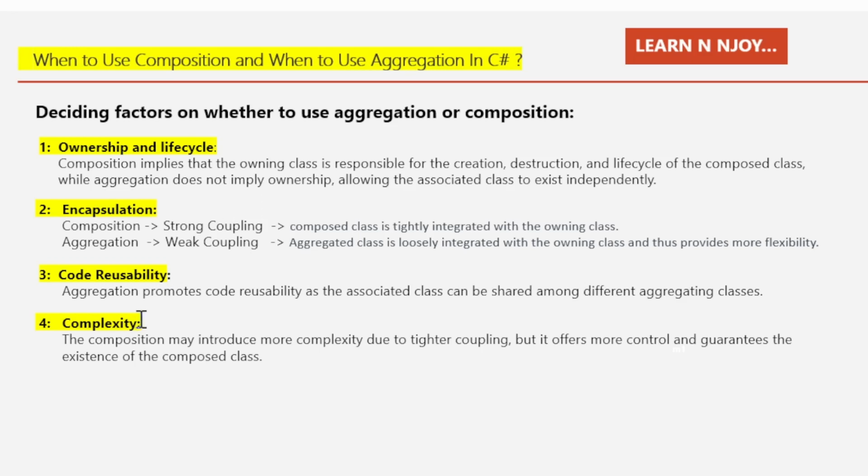Number four, complexity. Composition may introduce more complexity due to tighter coupling, but it offers more control and guarantees the existence of the composed object. It basically depends upon the requirement: if more control is needed, then we can go for composition. Otherwise, we could opt for aggregation. So these are the deciding factors that will help you to choose between aggregation and composition.